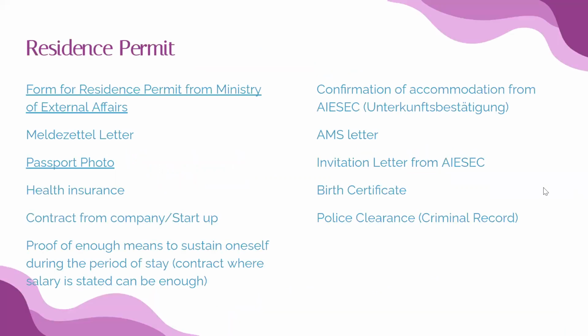So what are the necessary documents? The form of residence permit from Ministry of External Affairs, the Meldezettel letter, the passport photo, health insurance, contract from the company or startup, proof of enough means to sustain oneself, the confirmation of accommodation from ISEC, the IMS letter, invitation letter from ISEC, a birth certificate, and a police clearance. As you can see, most of the documents, not all of them, are also necessary in the visa D process.